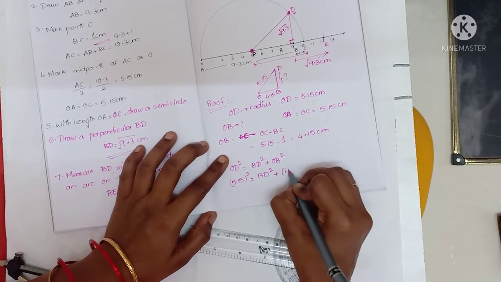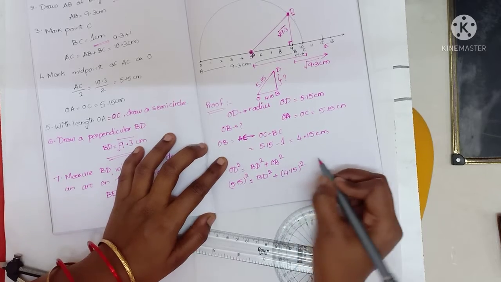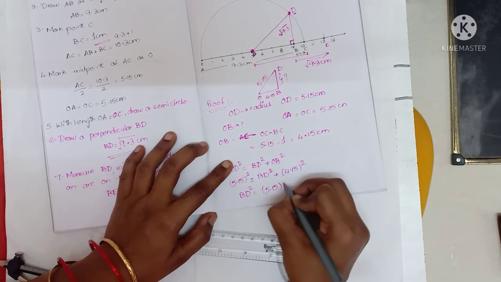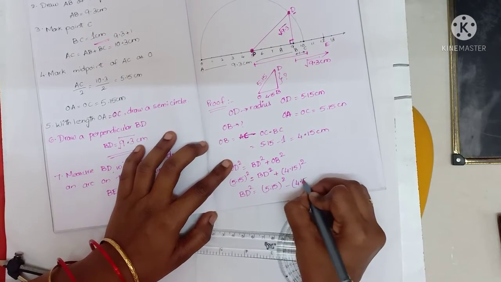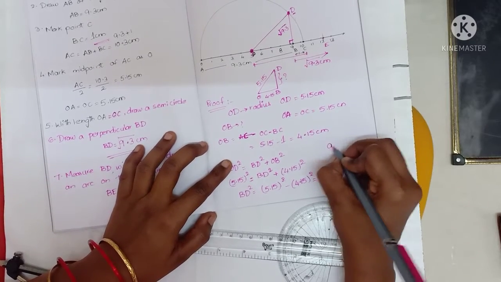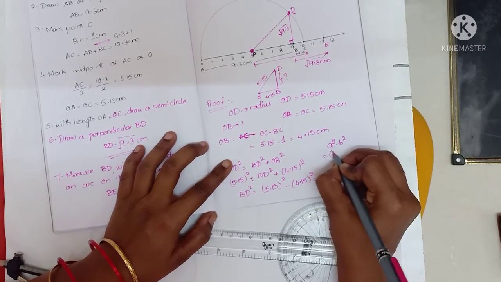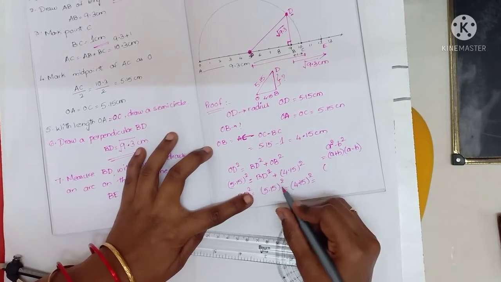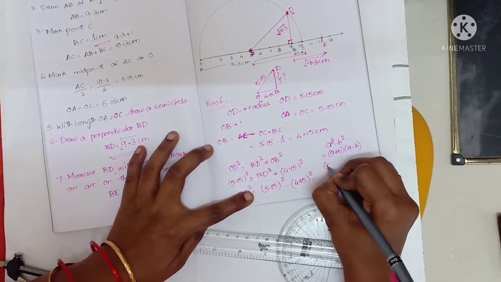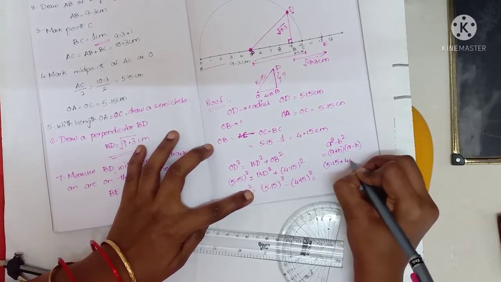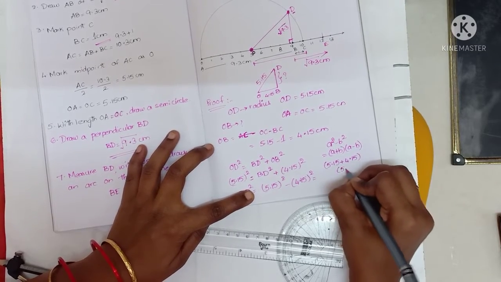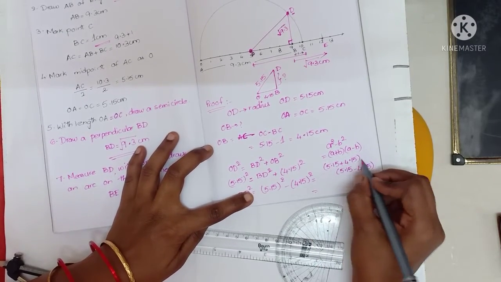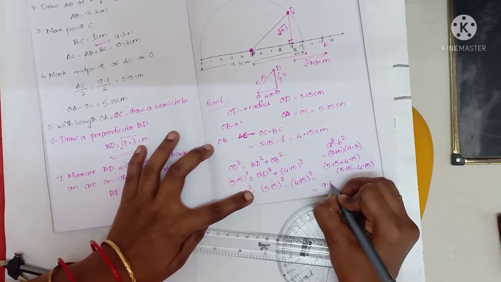And OB is what? 4.15. So OB square is 4.15 whole square. BD square is equal to 5.15 whole square minus 4.15 whole square. You know that A square minus B square is nothing but A plus B into A minus B. So 5.15 plus 4.15 into 5.15 minus 4.15. 5.15 plus 4.15 is nothing but 9.3.